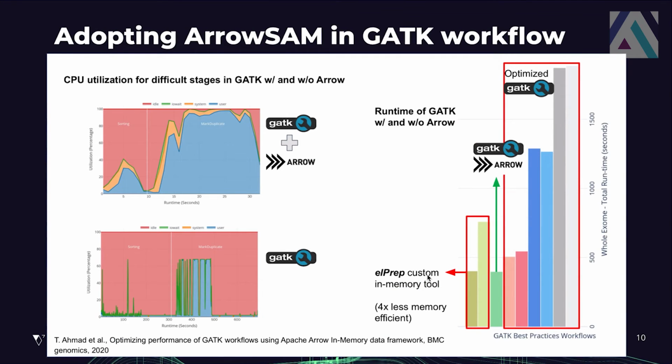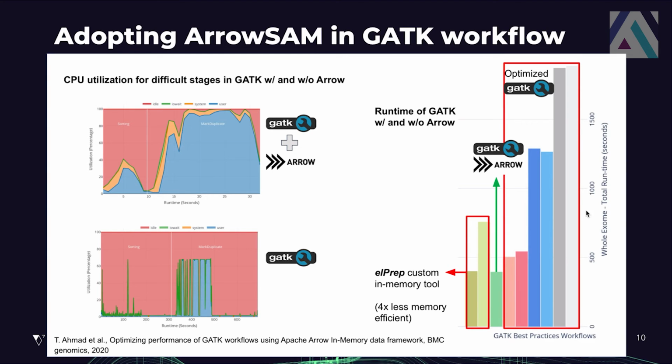Comparing the resulting pipelines with the baseline pipeline, we see that, for example, on the left-hand side, the CPU utilization of the two different pipelines, the one GATK with Apache Arrow and below it the one GATK without Apache Arrow, we see that CPU utilization in the sorting and mark duplication stages, which are difficult stages with low utilization usually in the baseline workflow, have much higher CPU utilization when we combine it with Apache Arrow, which means that we are using our computational infrastructure much more efficiently to be able to perform our analysis.